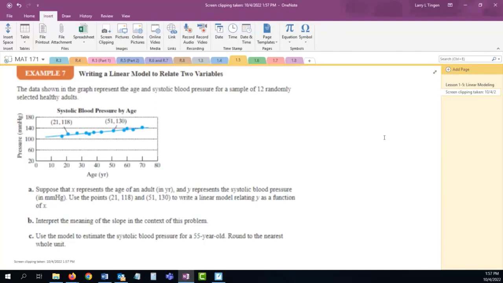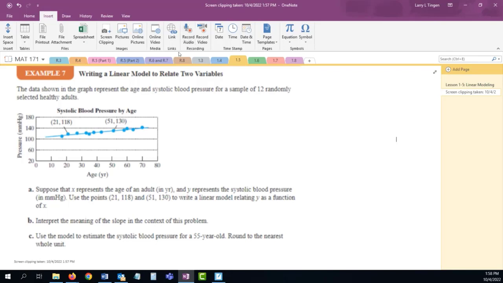So for this section, the way we're going to start is we're going to model this by taking 2 points out of that data set, creating a linear model. If I get 2 points, I can draw a straight line through them. And picking those 2 points, the problem does it for us. The points are 21, 118, and 51, 130. I'm asked to write a linear model relating y as a function of x, interpret the meaning of that model, and then use that model to estimate the systolic blood pressure for a 55-year-old.